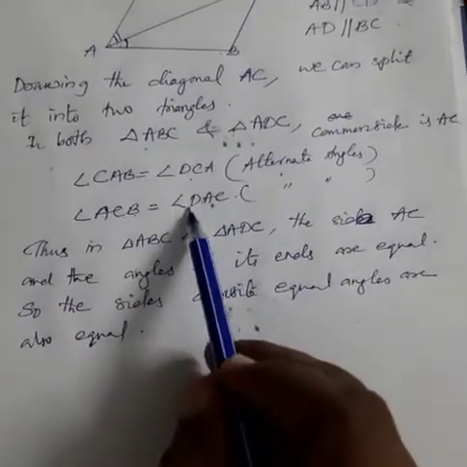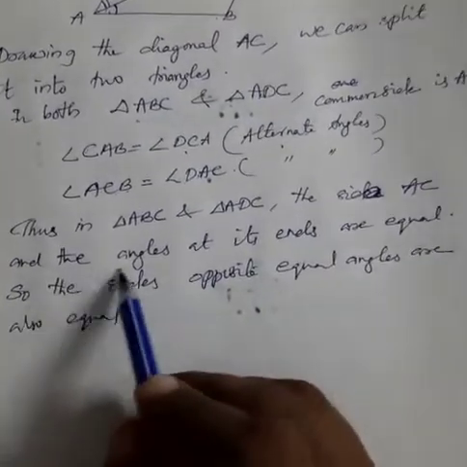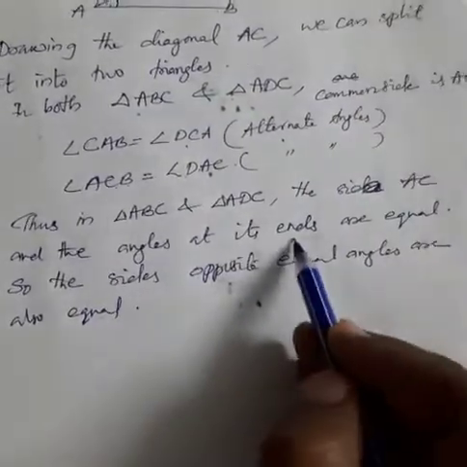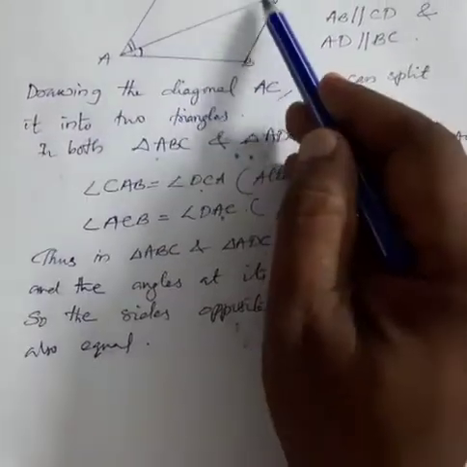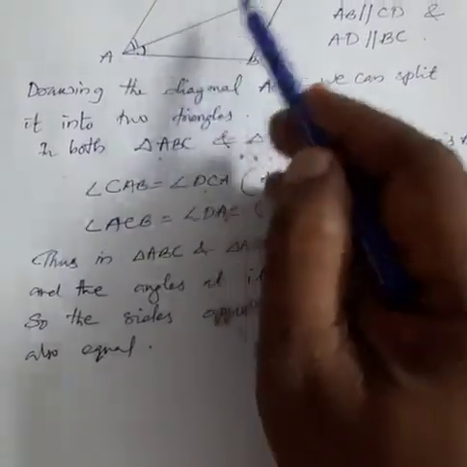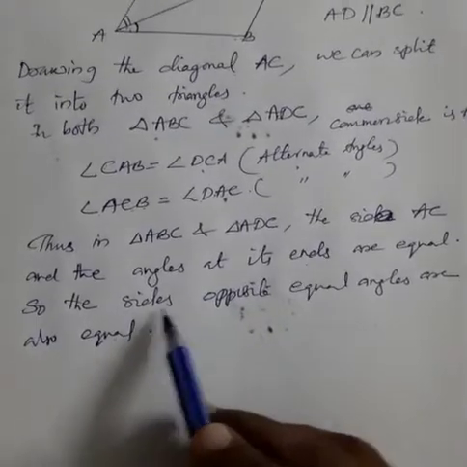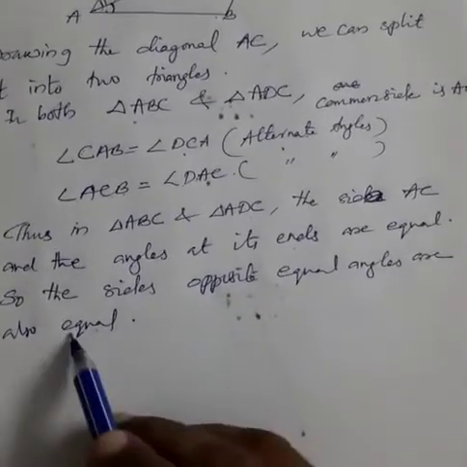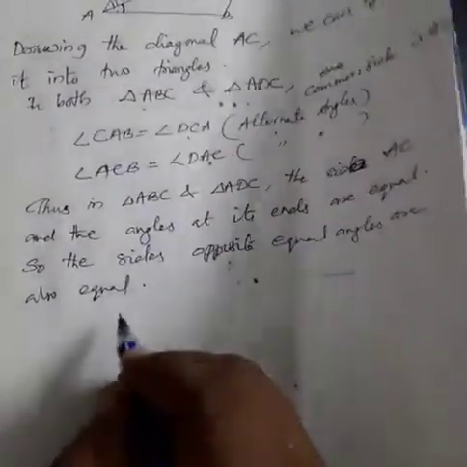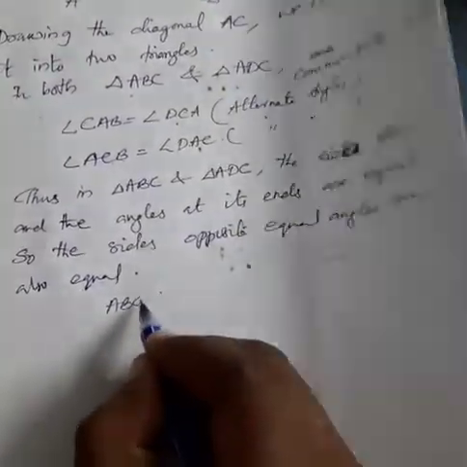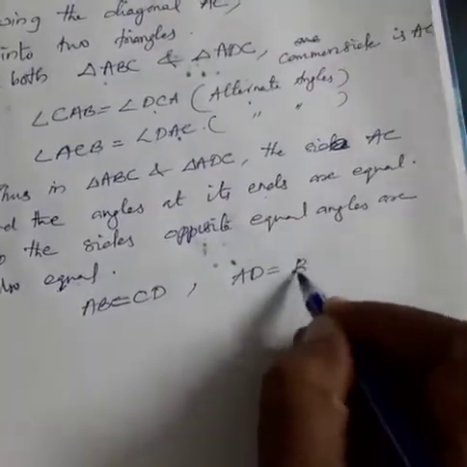How did they become alternate angles? In triangle ABC and triangle ADC, side AC is common for both the triangles, and the angles at its ends are equal. So the sides opposite equal angles are also equal. That's why we can write AB is equal to CD and AD is equal to BC.